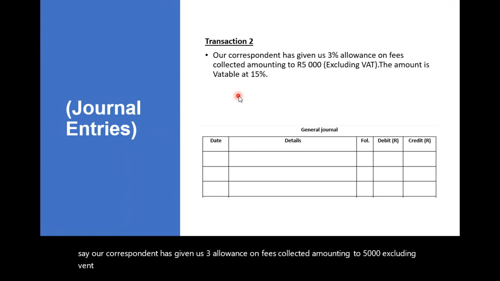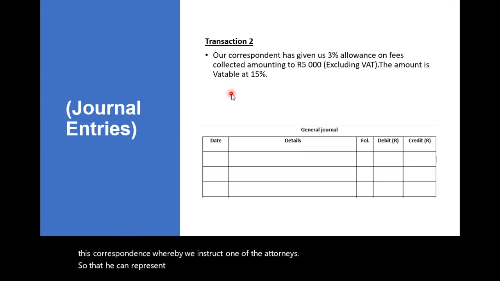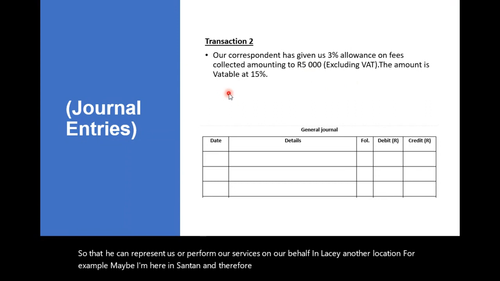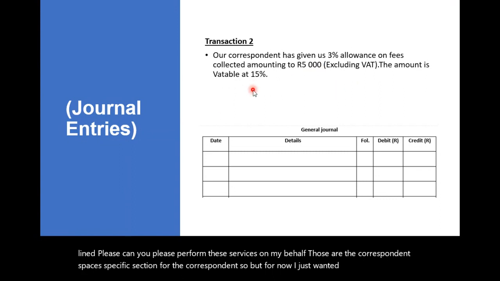The amount is vatable at what? At 15%. Remember, sometimes we do have this correspondence whereby we instruct one of the attorneys so that he can represent us or perform our services on our behalf in, let's say, another location. For example, maybe I'm here in Sandton, and therefore I say someone in Pretoria, please, I've got a client, can you please perform these services on my behalf? Those are the correspondence. There's a specific section for the correspondence. But for now, I just want to analyze this correspondence.